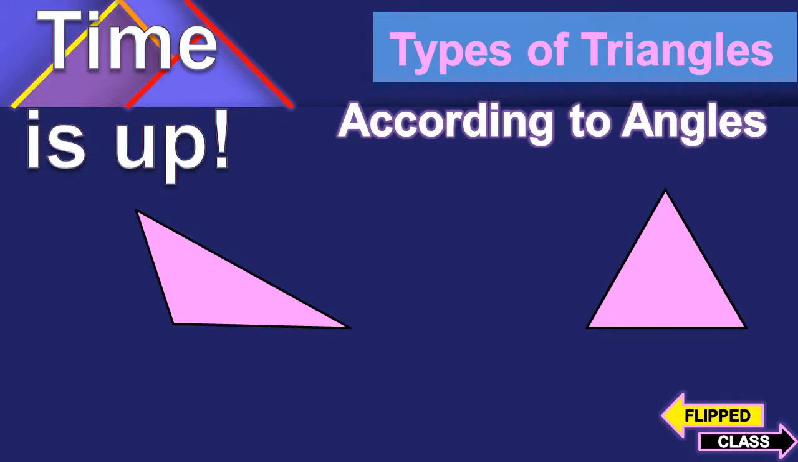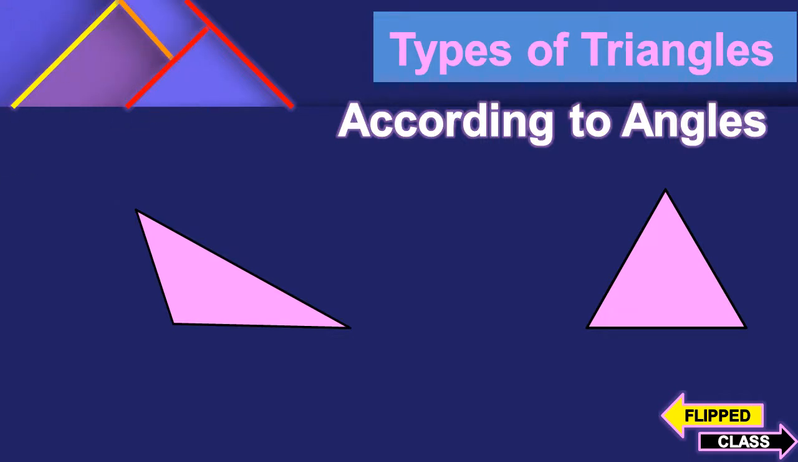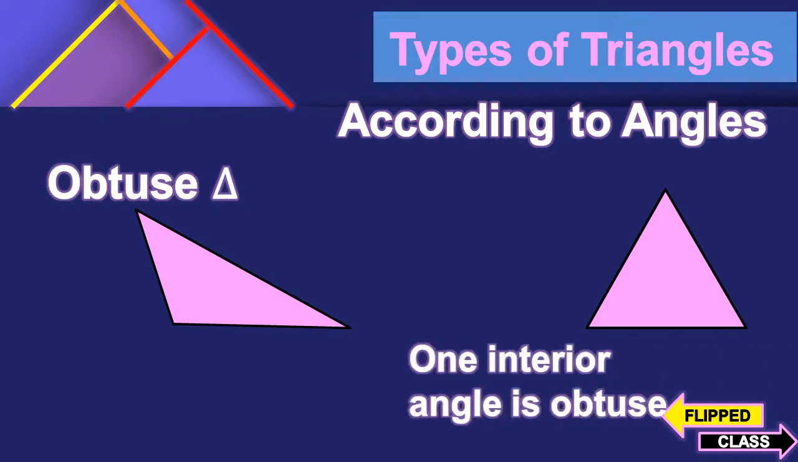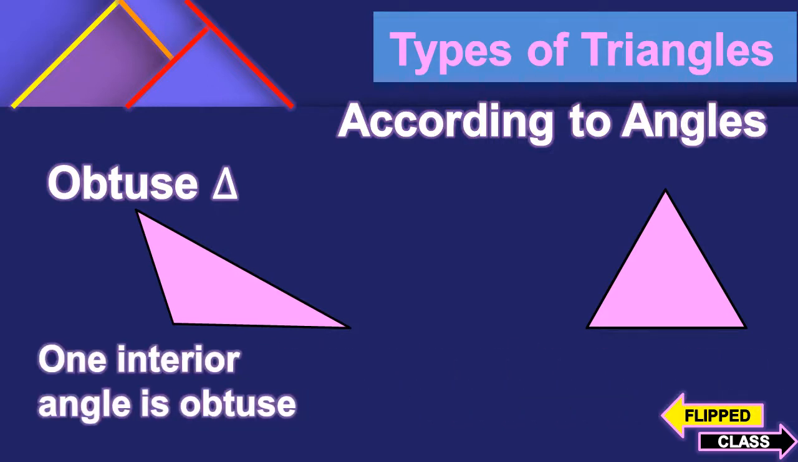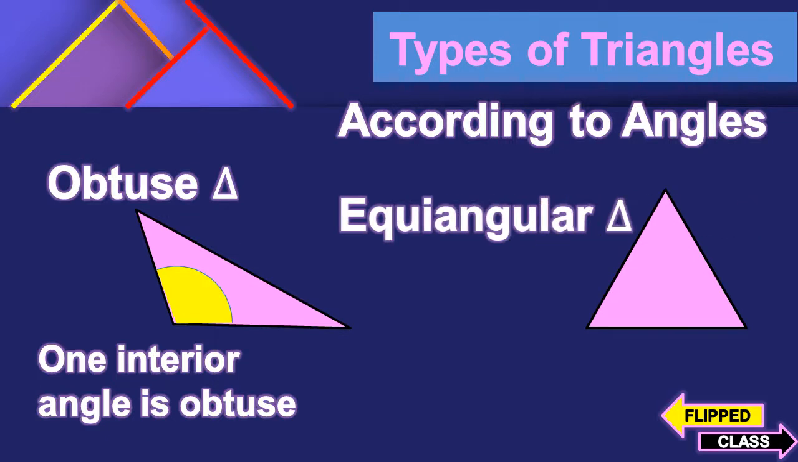Okay, time is up. Now, this third type of triangle according to angles is actually named as an obtuse triangle. Why obtuse? Because one of its interior angle is considered to be an obtuse angle, and this is this colored, yellow colored angle. And the last one is called an equiangular triangle.